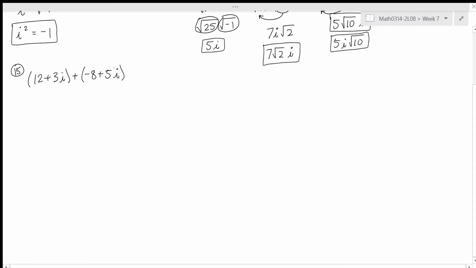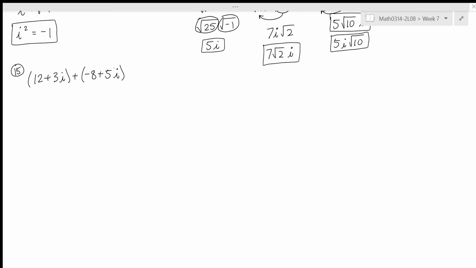Now, number 15 is where we get into working with complex numbers. Now that we've already got the i established, we need to know how to work with complex numbers. And what is the indicated operation here? Addition. Do y'all see that this is a complex number here? Because I've got 12 is the a and 3 is the b. Do y'all see that? This is a plus bi. That's a complex number. And this guy back here, this is another complex number. And I'm trying to add them.